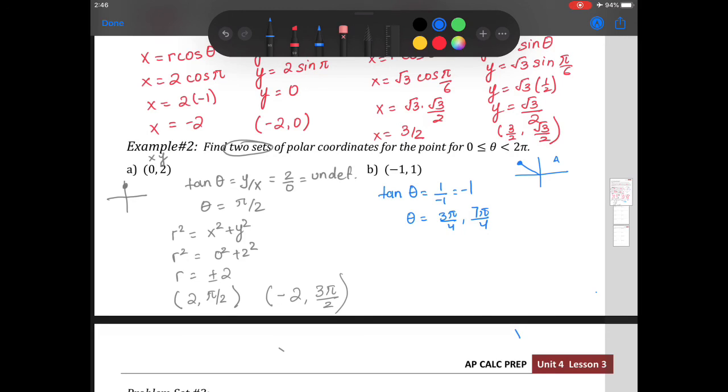Going back to my ASTC, tangent is negative in the second and fourth quadrants, so it's 3 pi over 4 and 7 pi over 4. Now let's find our r, which is the square root of (-1) squared plus 1 squared. So r is plus or minus root 2. My two sets of polar coordinates would be positive root 2, 3 pi over 4, and negative root 2, 7 pi over 4. Now I want you to finish the remaining part of the packet. Good luck.